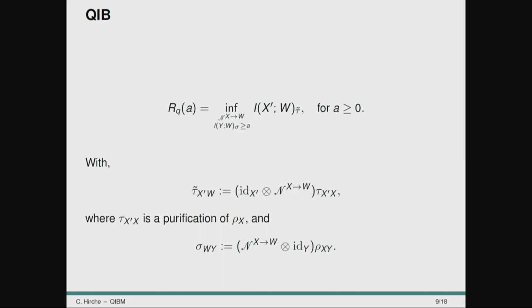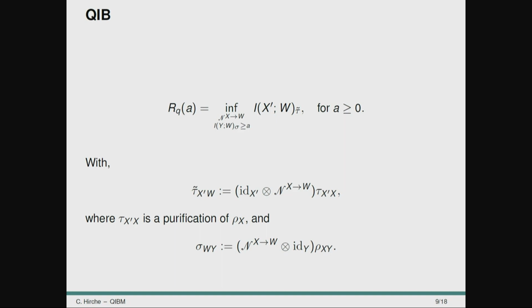And now let's look at how the quantum information bottleneck actually looks. If you look at the formula on the top of the slide, you can see it looks pretty much the same as the classical version, but there are some main differences. So the first thing is, of course, for the mutual information in the argument, we can do exactly what we do in the classical case. We apply a channel to our initial state rho xy. And this gives us a mutual information we can evaluate.